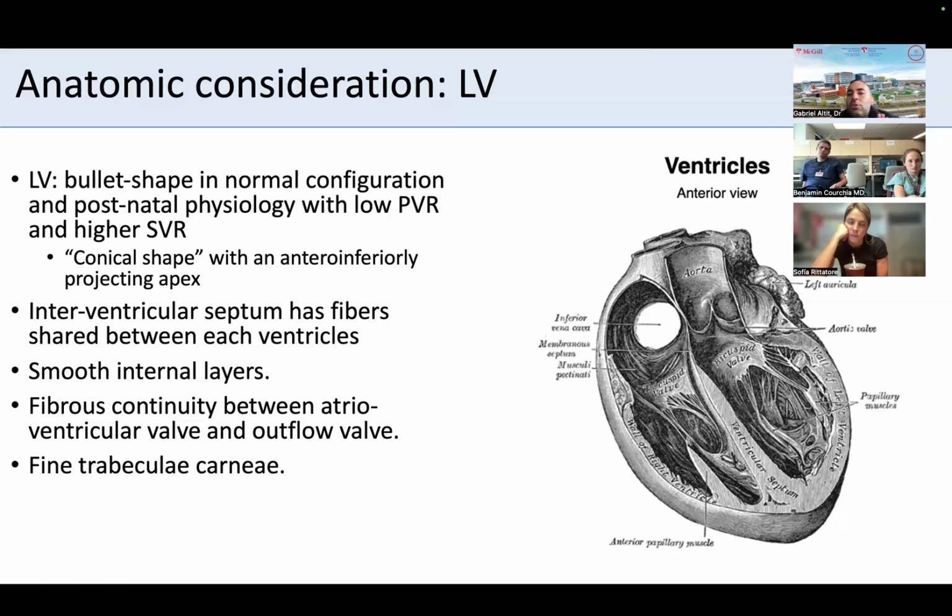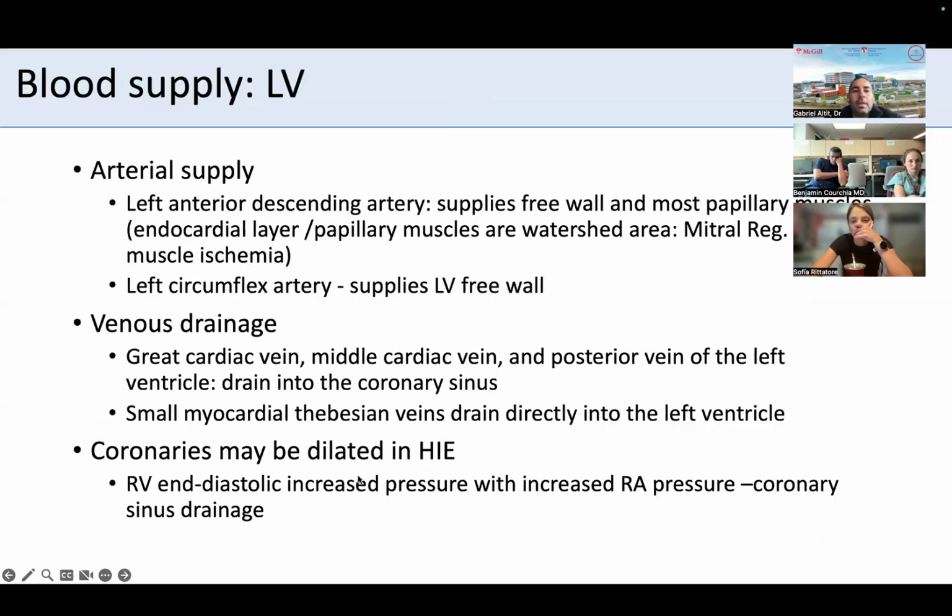And similarly, the left atrium and right atrium are very different. So left atrium has an appendage that looks like a finger versus the right atrium has an appendage that looks like a pyramid. The interventricular septum has fibers that are connected together. And what else? That's pretty much what I wanted to say about that.